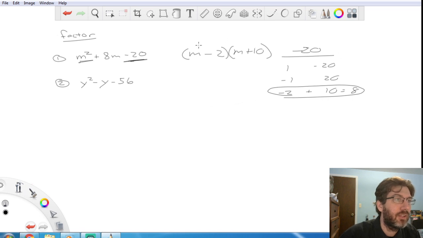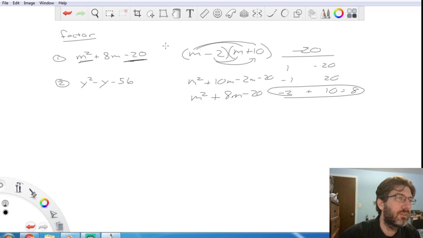And you can factor that to recheck your answer. Again, this is just to check it, but FOIL it. M times m gives you the m squared. M times 10 gives you a positive 10m. Negative 2 times m gives you the negative 2m. Negative 2 times 10 gives you that negative 20. And when you combine them, you get m squared plus a positive 8m minus 20. So that one worked out.